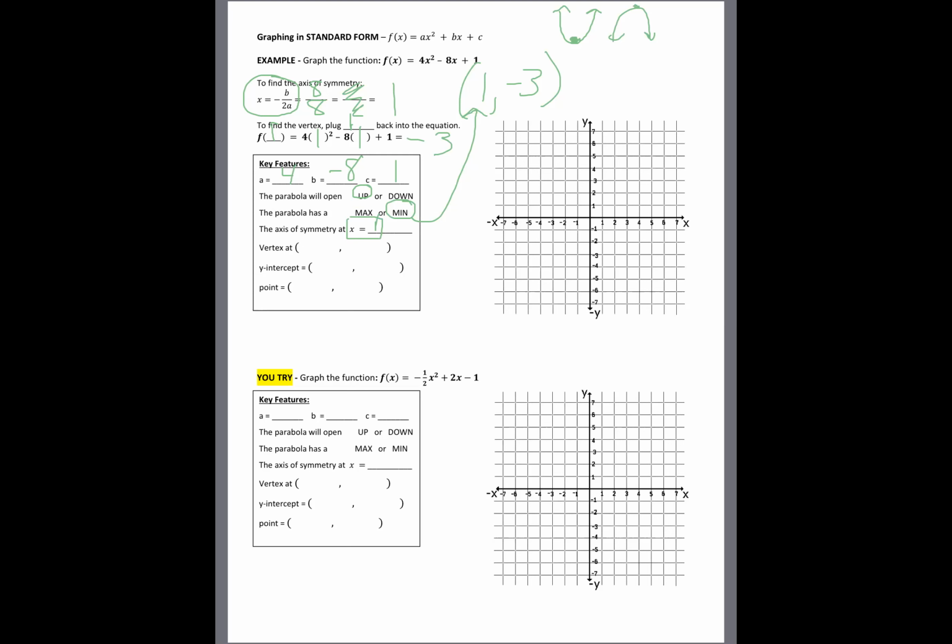Okay, so we have our axis of symmetry. We already knew our vertex was at 1 comma negative 3. The y-intercept, remember that's always going to be at 0 comma whatever c is. In this case, that's 1. And I don't know what they mean by point. Yeah, I have no idea what they're going for there, so I'm not even going to bother with that. Okay, but I do have enough to go ahead and start popping this in. So 1, negative 3.